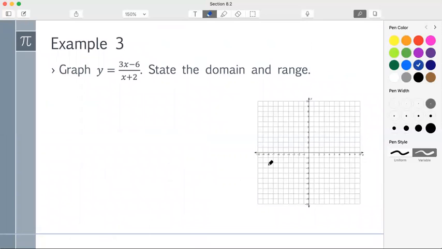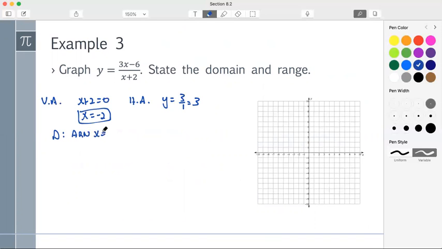All right, so here is example number 3. So for the vertical asymptote, 2 methods. You can just set the denominator equal to 0. You get x equals negative 2, or remember the formula. For the horizontal asymptote here, you can divide 3 divided by 1, and that's just 3. So your domain is all real numbers such that x cannot equal negative 2. And your range, again, is all real numbers such that y cannot equal 3. I like to plot those asymptotes first.